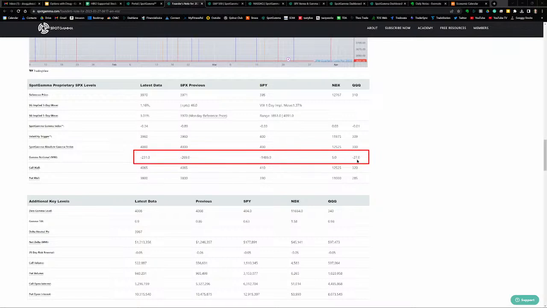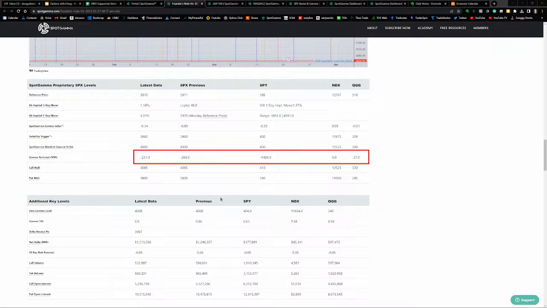indicating that traders are long puts, market makers are short puts, and they have to hedge in the direction of price to hedge their delta exposure. So as price falls, they have to sell futures, and as price increases and implied volatility drops, they can buy back their short futures. So still fairly negative for SPX and SPY, and really neutral here for QQQ.